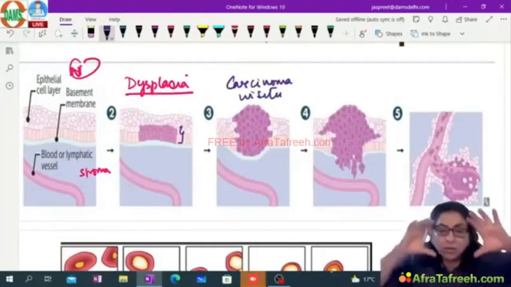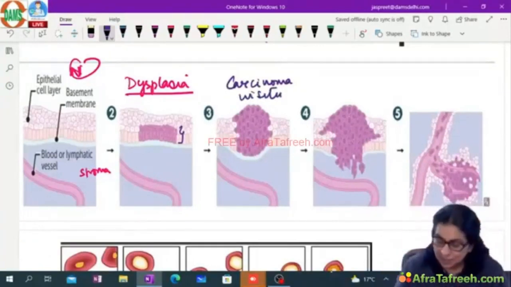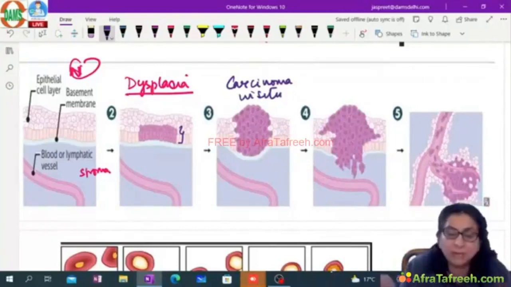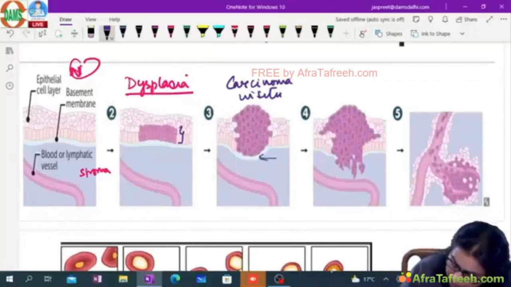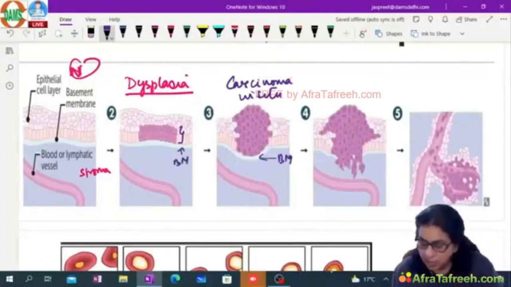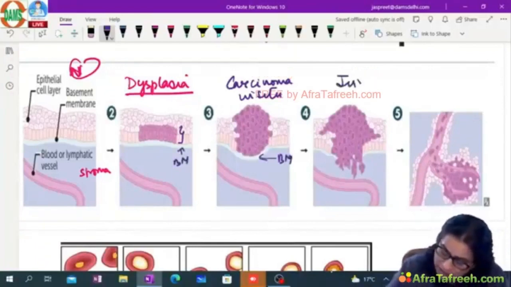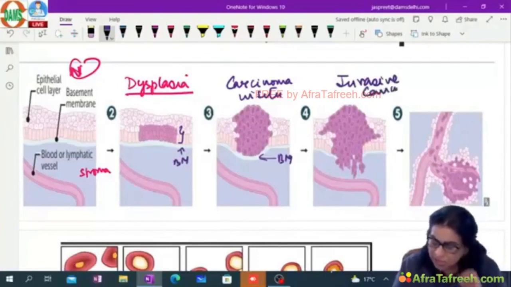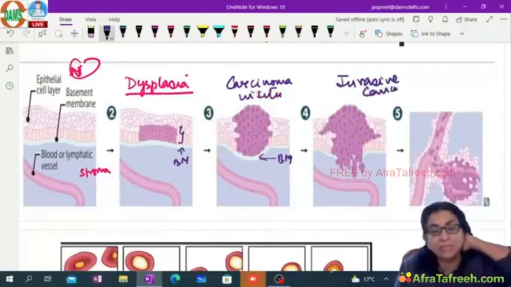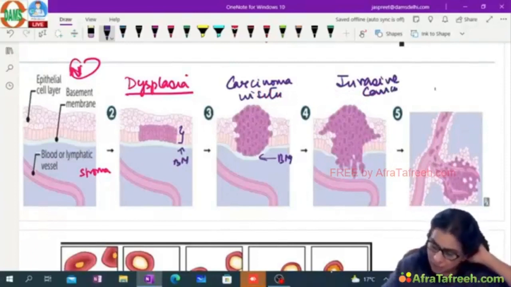So dysplastic cells are occupying the full thickness of the epithelium, but still the basement membrane is okay. This is the basement membrane. Then the 4th is invasive cancer. You can see the dysplastic cells now have broken the basement membrane. And the 5th is now metastasis.